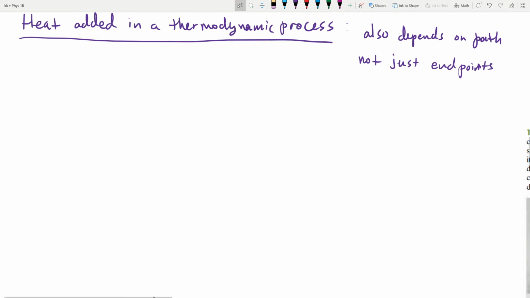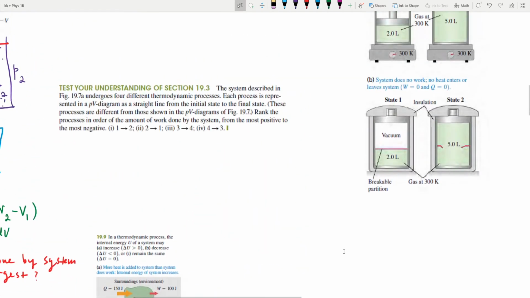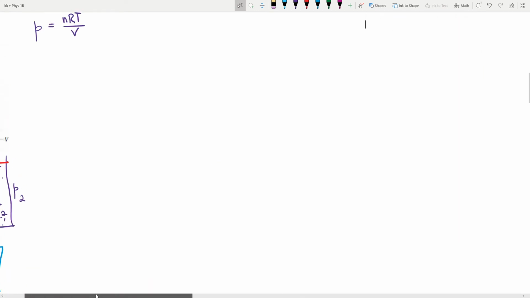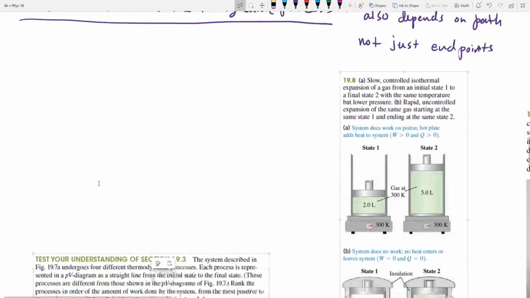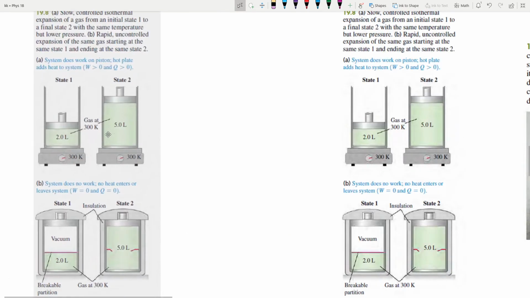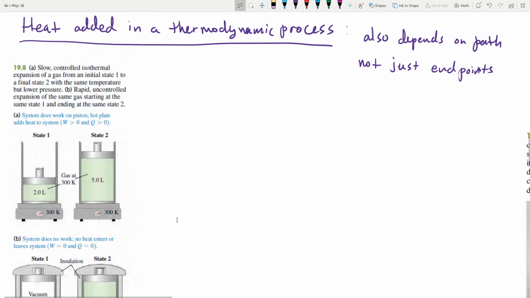So there's 2 examples of this over here. Right here. And we're going to grab this too. Okay. So 2 different possibilities here. Possibility 1, A right here, is the slow controlled isothermal expansion of a gas with an initial state 1 to a final state 2 with the same temperature but a lower pressure.